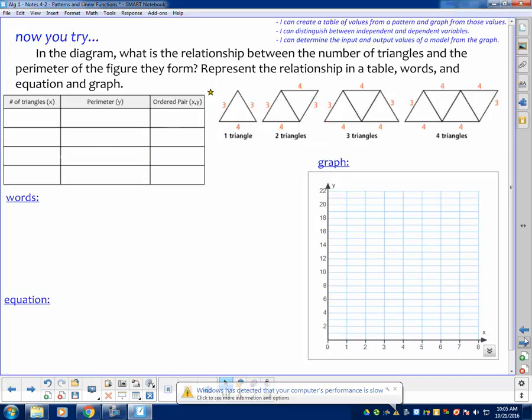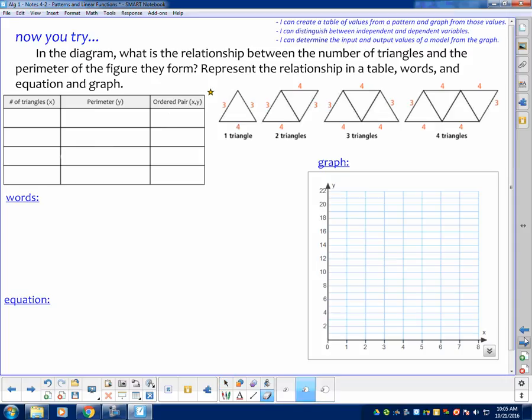It says in the diagram, what is the relationship between the number of triangles and the perimeter of the figure they form? So similar to the last problem, but different shape. Represent the relationship in a table, words, an equation, and graph. So doing all the same things again.